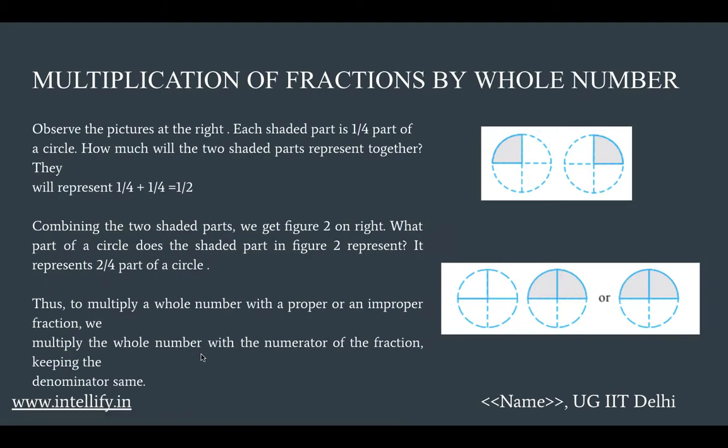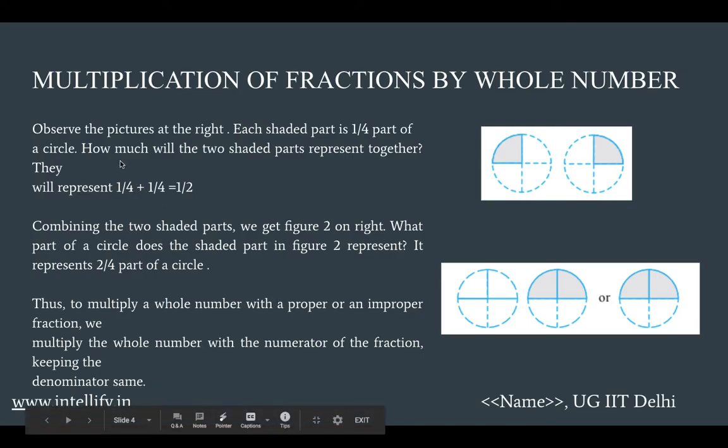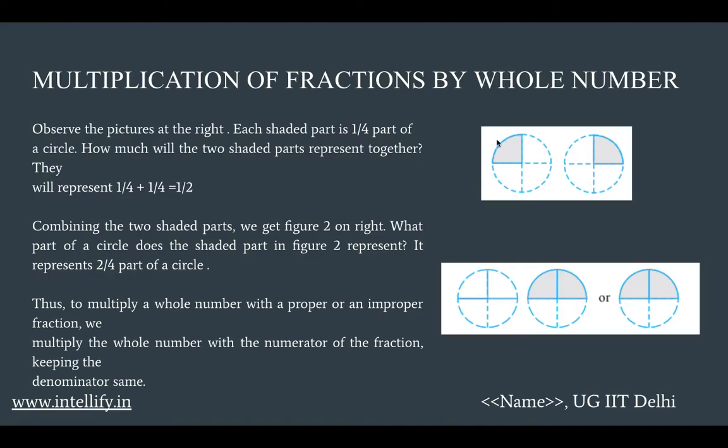For this, we have this example over here. Observe the picture at the right. Each shaded part is 1 by 4. You can see that. How much will the two shaded parts represent together? They'll represent 1 by 4 plus 1 by 4. You just put both these images one above the other, and you get this, or you can say this.